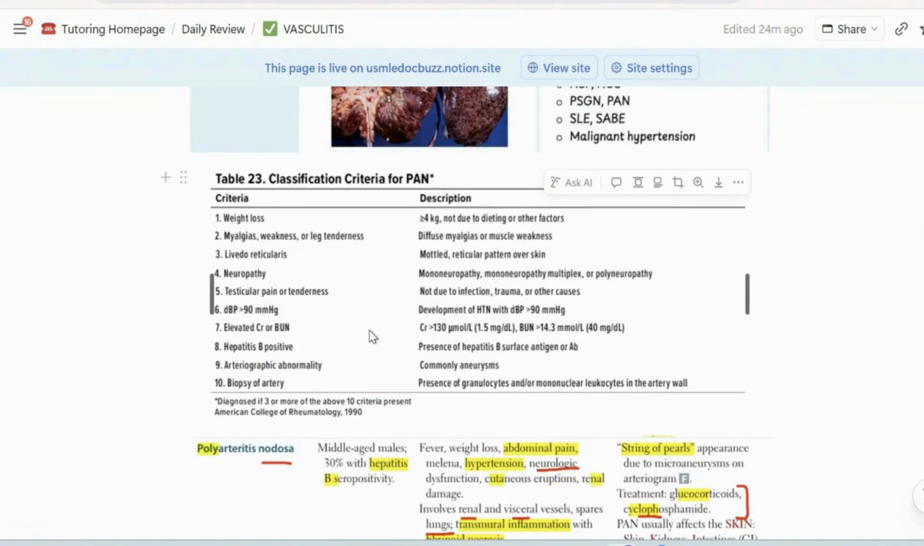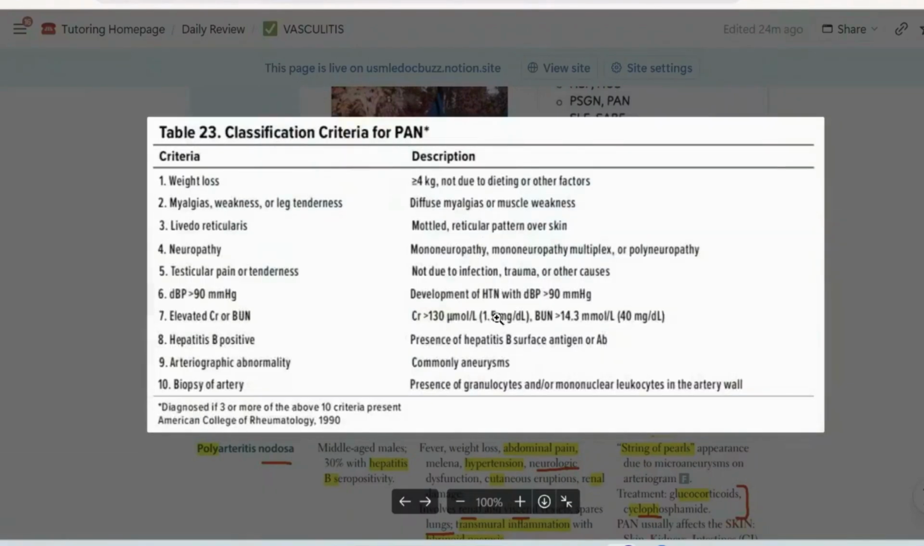Now, classification criteria of PAN, usually you need 3 or more out of these 10 to get the diagnosis, right? One of the major ones is, you're not seeing any pulmonary involvement, okay? Because nerves are involved, you see mononeuropathy in one set of nerves, or polyneuropathy. Testicular pain, right? Because gonadal arteries may be involved, within the aorta.